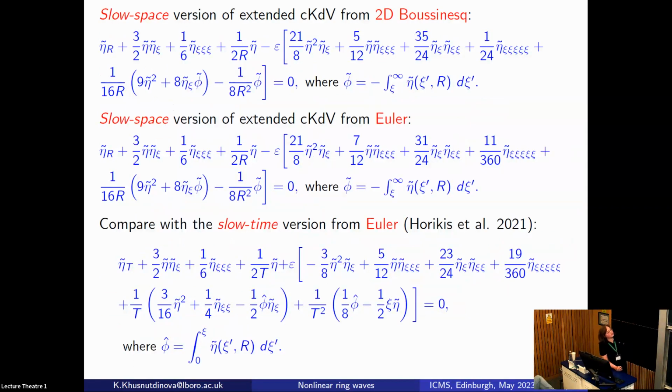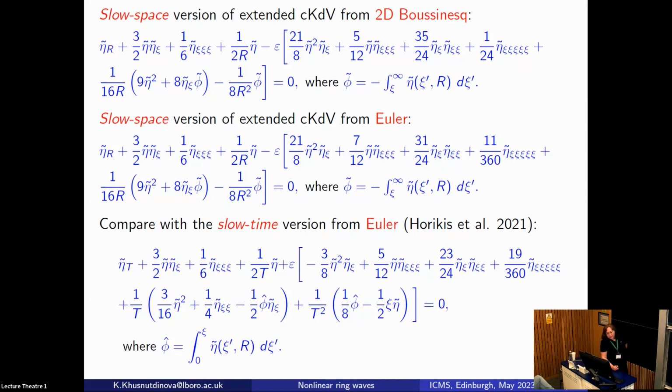It is actually instructive to compare how the equations look. For example, the slow space version derived from 2D Boussinesq and the slow space version which we also derived from Euler. You can see that all the terms are the same. The difference is in the numerical values of some of the coefficients. But if we compare with the slow time version derived from Euler in Horikis et al., we see that, unlike the leading order equations, there are a few more terms in this version. And we checked, and of course you can go from one version to another.